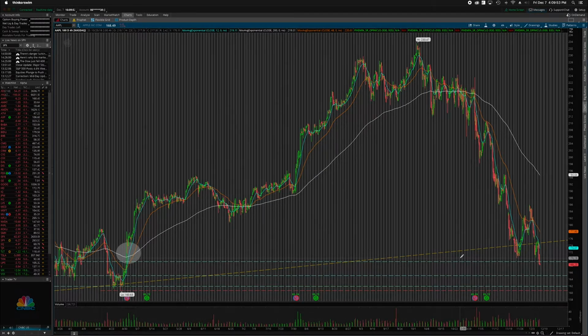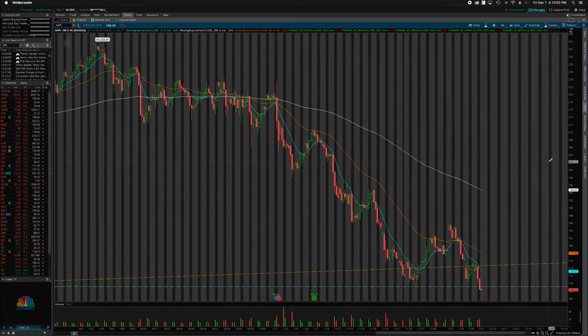Nothing in particular that we didn't already get to see on the daily chart. So that's Apple. We do have a little bit of a channel setting up right here, maybe right here. We could call it almost like this. I like this channel right here a little bit.